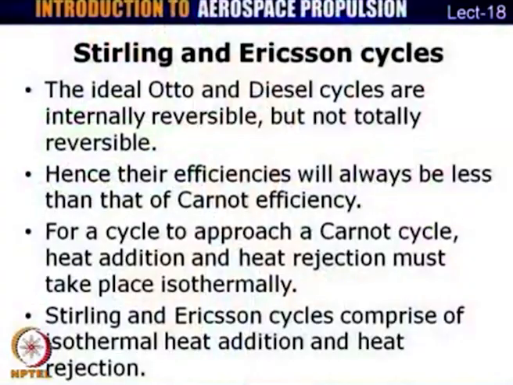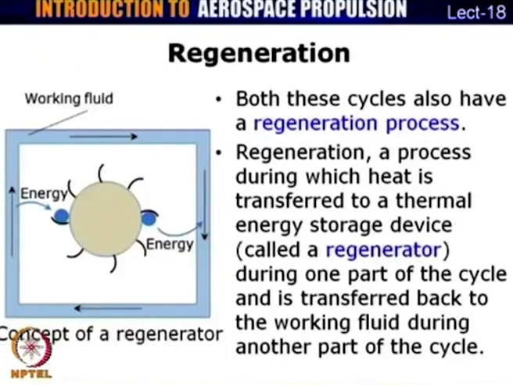Stirling and Ericsson cycles are 2 cycles which have isothermal heat addition. Isothermal heat addition is something which is there in a Carnot cycle, where you have a reversible isothermal heat addition as well as heat rejection. Stirling and Ericsson cycles comprise isothermal heat addition and heat rejection through a certain process which is known as regeneration. So, let us understand what is meant by regeneration.